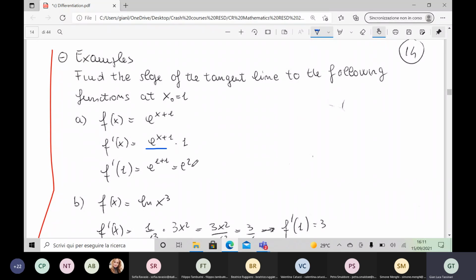Obviously, guys, this is only an estimated increment. Remember, you move along the tangent line and not along the true function. Remember all the graphs we saw this morning.